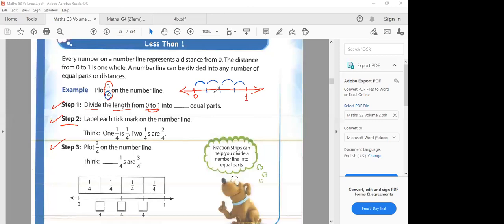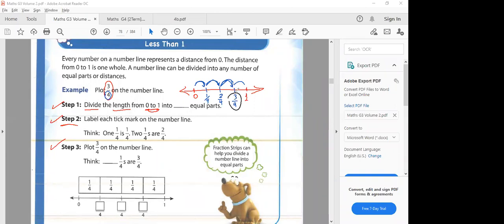You have 4 equal parts like this. So you need 3 over 4. So each part here will be 1 over 4. 1 over 4 again, it will be 2 over 4. Another 1 over 4, it will be 3 over 4. So you have 3 jumps like this, each jump of 1 over 4. So you're gonna reach 3 over 4 like this.